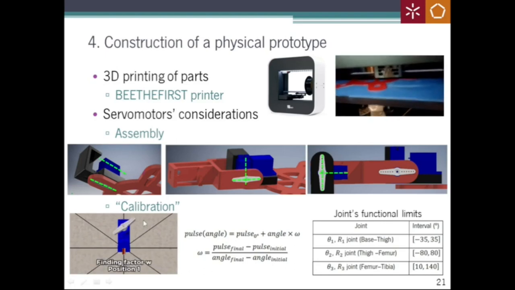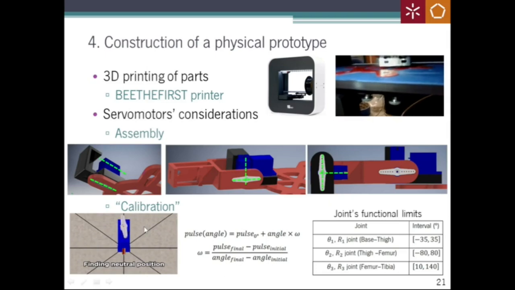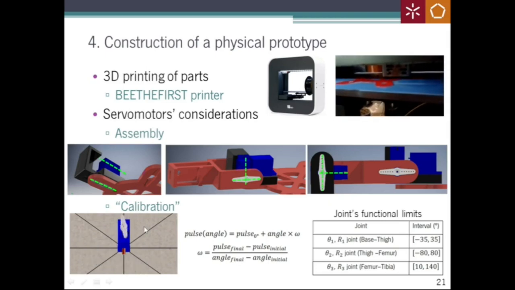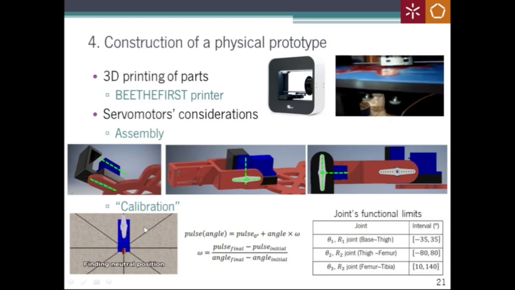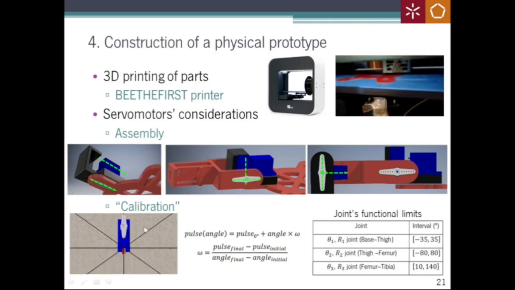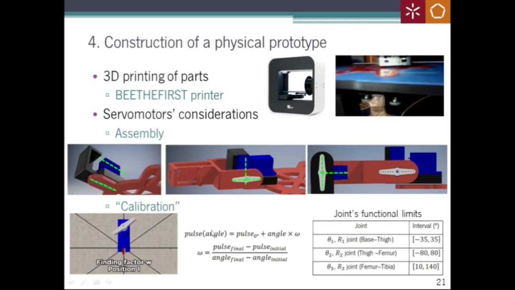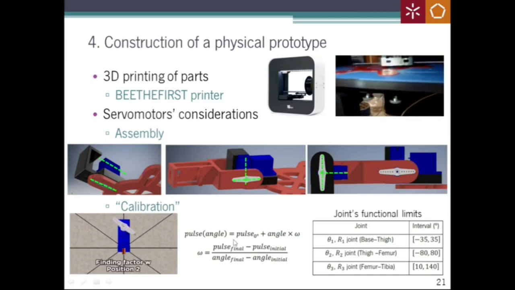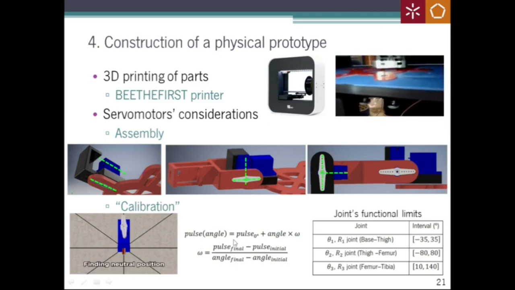After, it was necessary to calibrate them. This means placing them in their neutral position with the right fitting, that is, the position that allows them to rotate the maximum amount both to the left and to the right. Then, for at least two predefined angles, register the pulses necessary to achieve those angles. With these values, it is possible to define a parameter I call W, which relates the intended angle for the joint with the width of the pulse that must be sent to each servo motor.